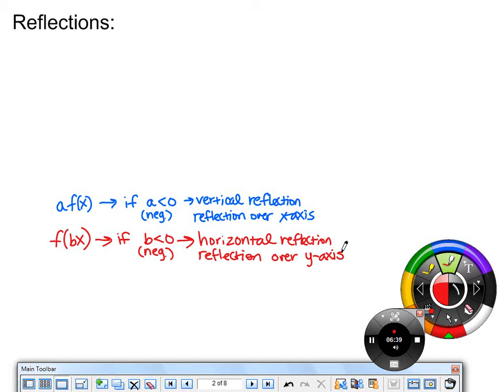So is it okay with everybody that if you see a negative multiplying, you're going to think reflection? If it's on the outside of the function, you're going to think vertical, which means from up to down or over the x-axis. If it's on the inside with the x, you're going to think horizontal or like from left to right over the y-axis. Is this okay with everybody, kind of how to recognize a reflection when you look at the numbers in the equation? Okay. Yeah, Sean? What's reflecting on the y-axis?